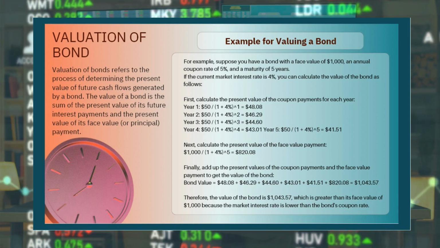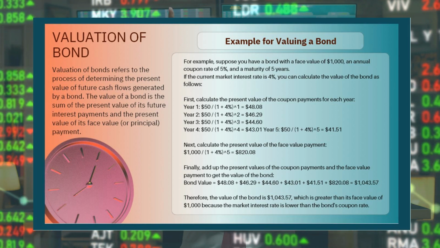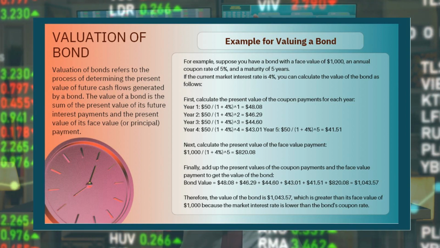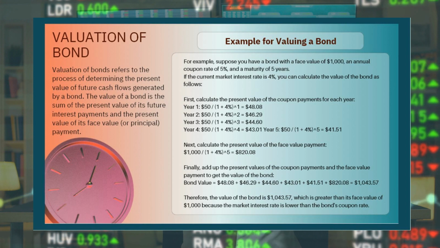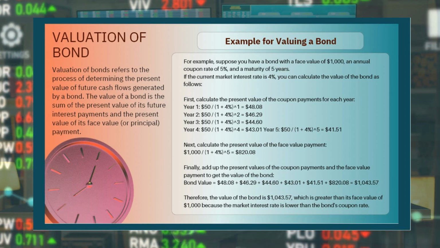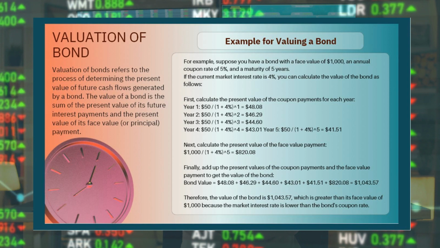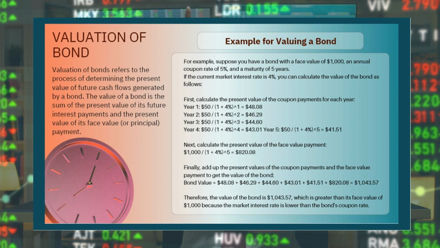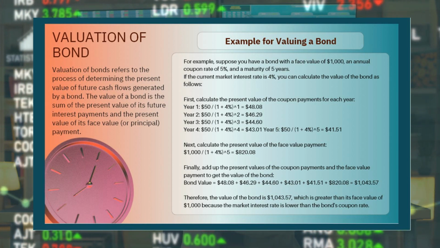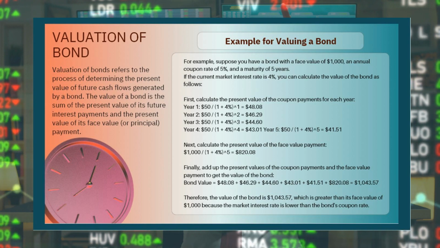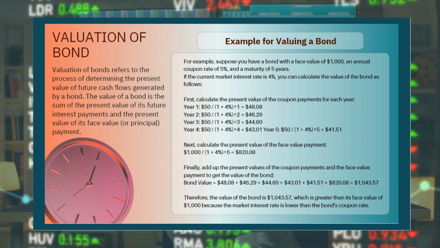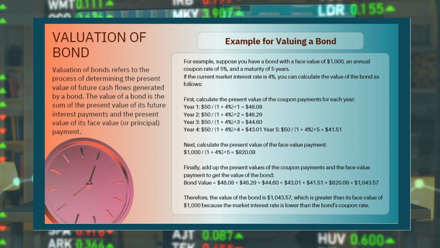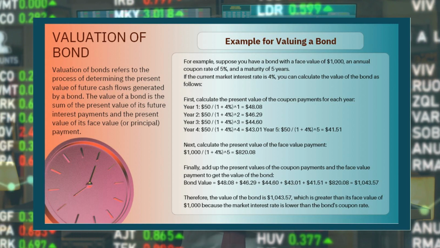$46.29. Then year three, $50 divided by (1 plus 4%) to the power of 3 will give you $44.60. Year four, $50 divided by (1 plus 4%) to the power of 4 will give you $43.01. And then for the fifth year, $50 divided by (1 plus 4%) to the power of 5 will give you $41.51.